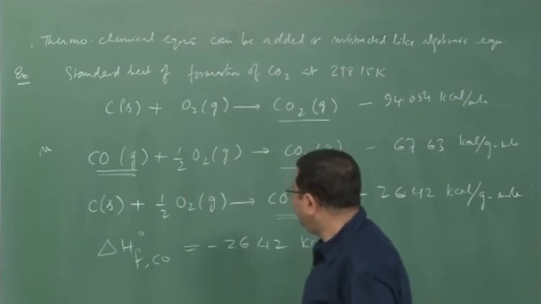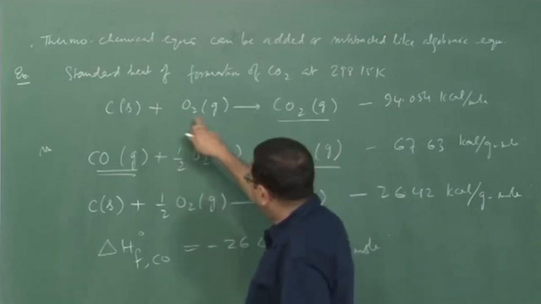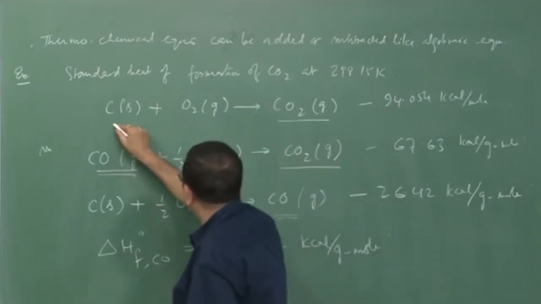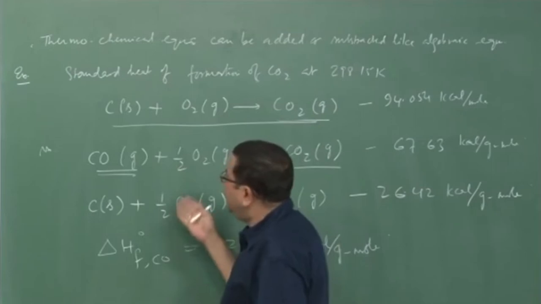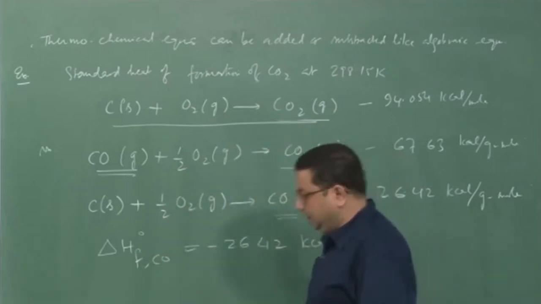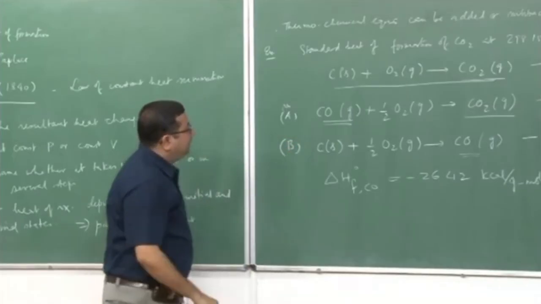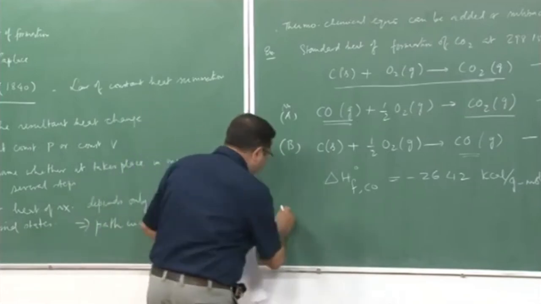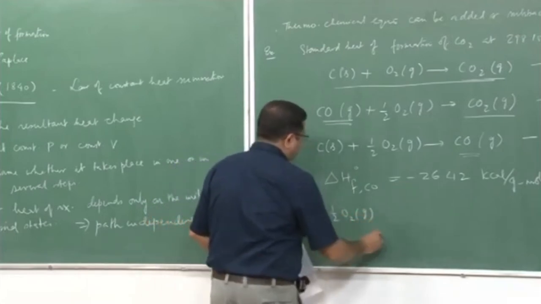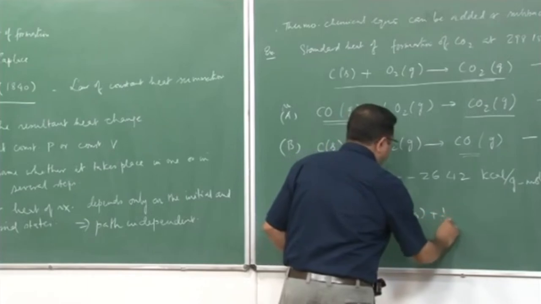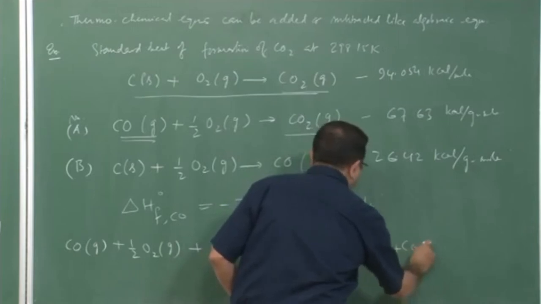Now, as we can see, in this reaction both of these are at their standard state, but not in this reaction. So, in order to get this reaction, if I just add these two algebraically, then I get this. Let me call this reaction A and this reaction B. If I add reactions A and B, what I would get is CO gas plus half O2 gas plus C solid plus half O2 gas giving me CO2 gas plus CO gas.